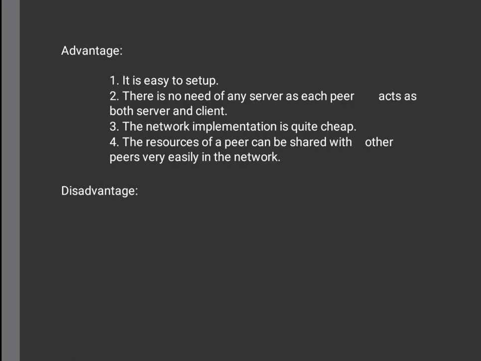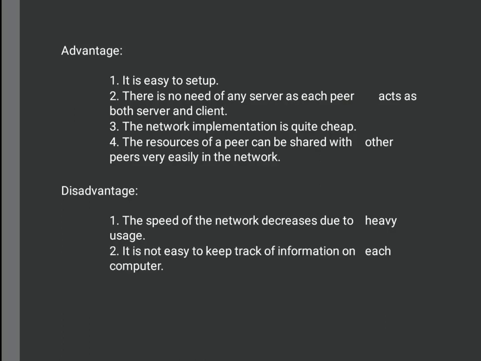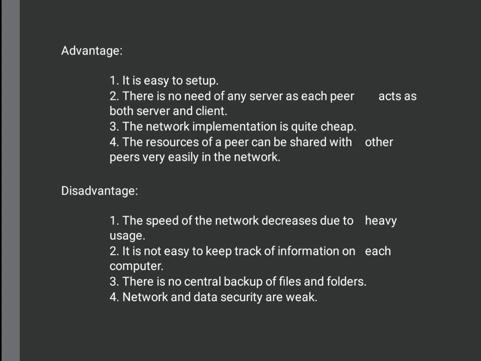Now let's see disadvantages. So the speed of the network decreases due to heavy usage. Then it is not easy to keep track of information on each computer. As we said, if computer 1 needs some data, then it must know which computer has the data that it wants. Then third, there is no central backup of files and folders, as there are many devices and they all have their own storage device. So it is not possible to manage backup for it. Okay. The next is network and data security are weak. Okay. So these are the disadvantages of the peer-to-peer model.